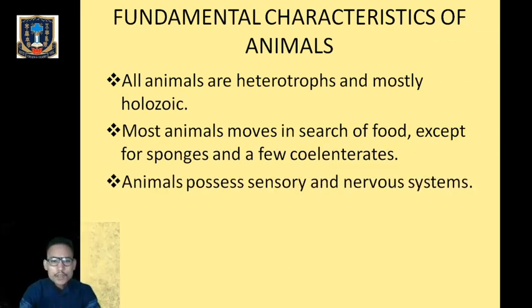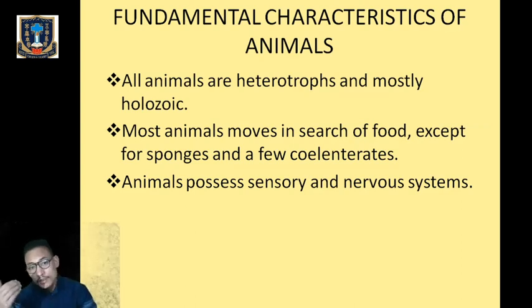Next one, animals possess sensory and nervous systems, and with the help of these systems, all the animals are able to receive the stimulus and show a response to the stimulus. In class 10 you have learnt about the nervous system, right? So we are able to respond to our changing environmental conditions. We are able to respond to the stimulus.